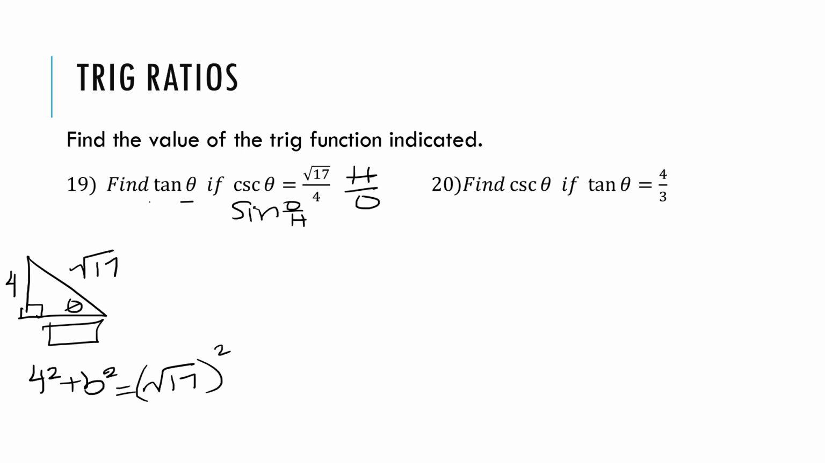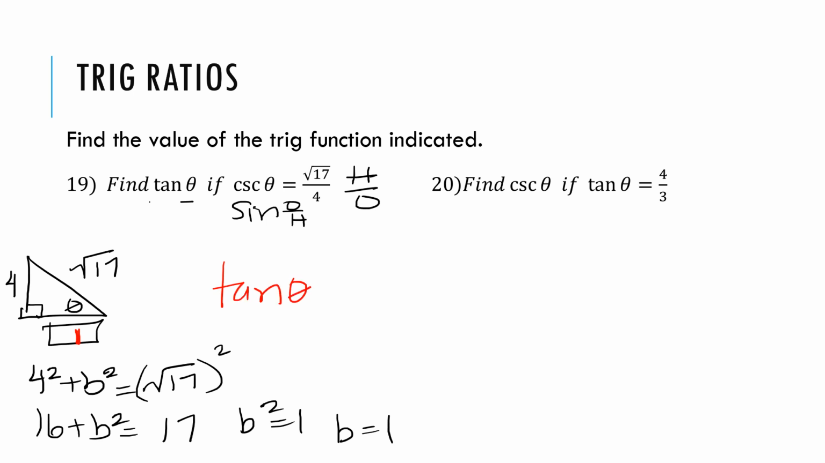4 squared plus b squared equals the square root of 17 squared. So 16 plus b squared equals 17. If b squared equals 1, then b equals 1. My goodness, that is so nice. Love it. All right, let's find the value of tangent of theta now that we know both of the sides. Again, tangent is opposite over adjacent. Opposite of theta is 4. Adjacent side length is 1. So tangent of theta is just 4.